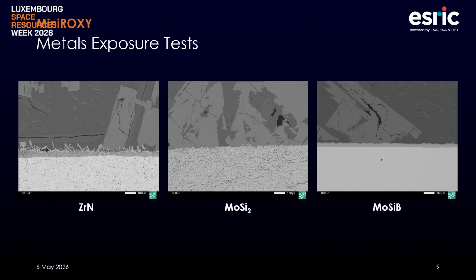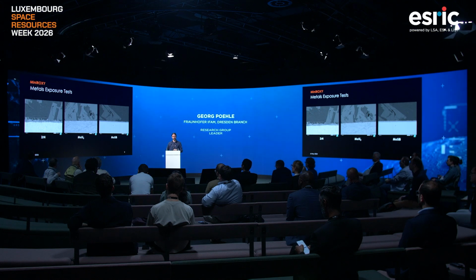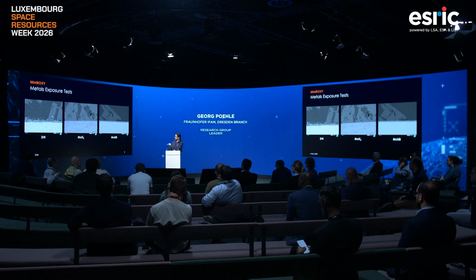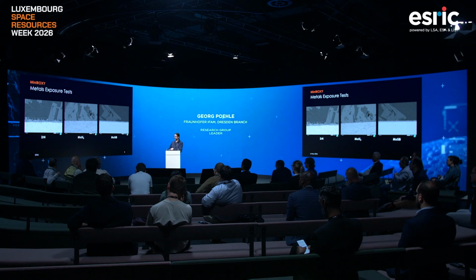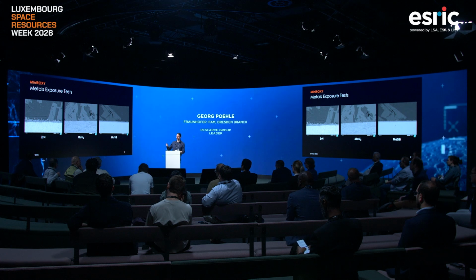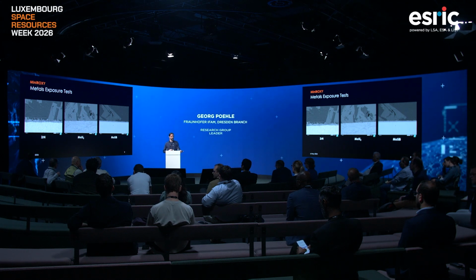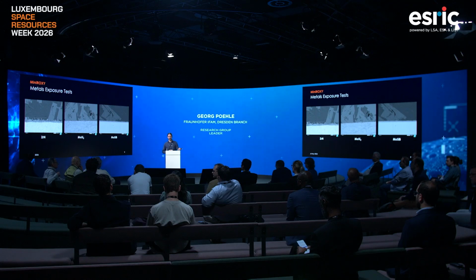And in this case, we can see that for zirconium nitride, we have two warning signs. The first is a formation of a reaction layer that is composed of zirconium, titanium, and silicon. And we can see the formation of this needle-like phase on top that is also formed from a reaction between the materials and the cathode material under test. For the molybdenum silicide, it looks a little bit better.